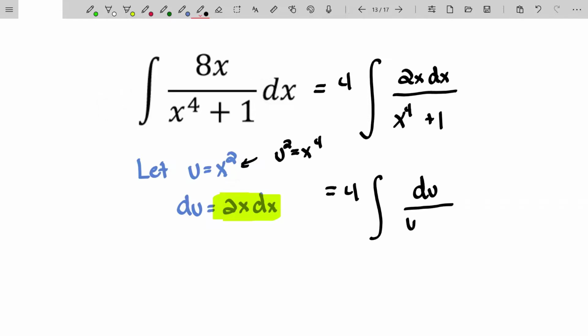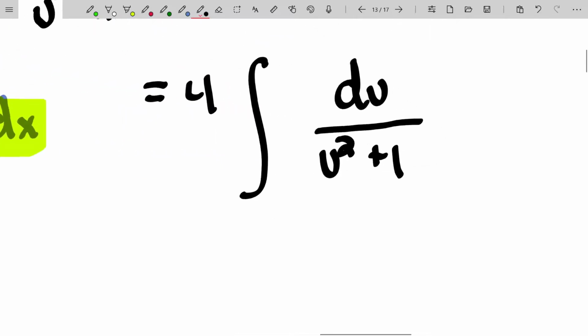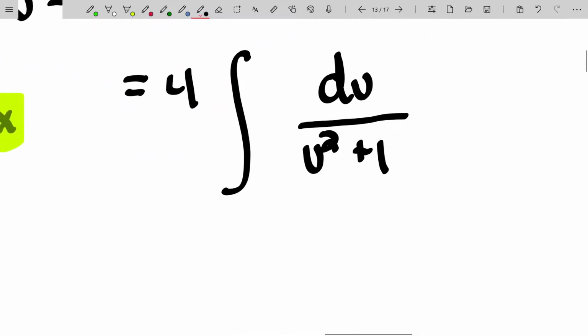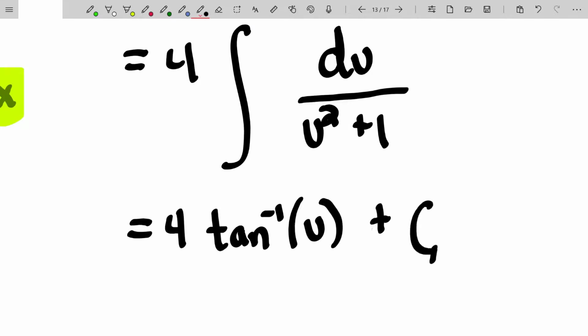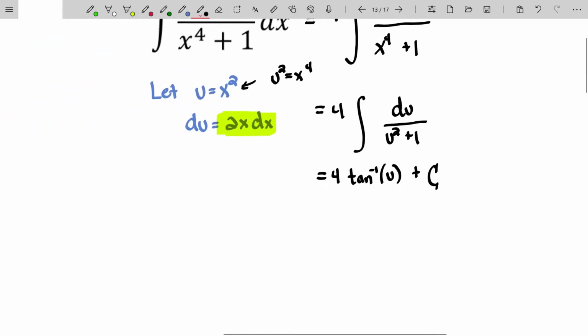So this is u squared plus 1 downstairs. Now the antiderivative of 1 over u squared plus 1 is tangent inverse of u, one of the most important antiderivatives that you can learn. So 4 times the tangent inverse of u, and then plus some constant c, because it was an indefinite integral.